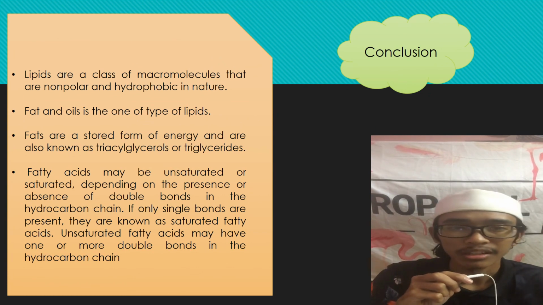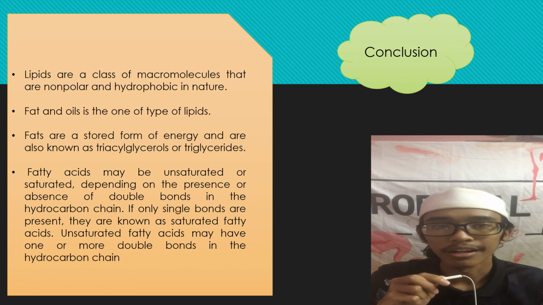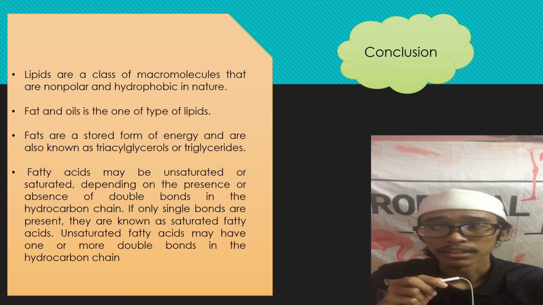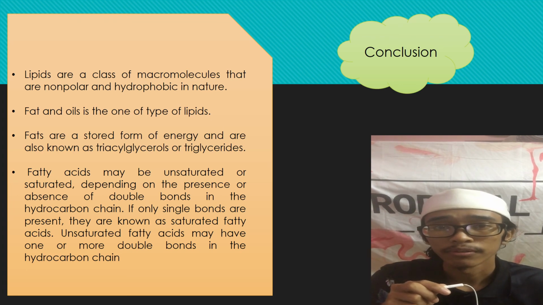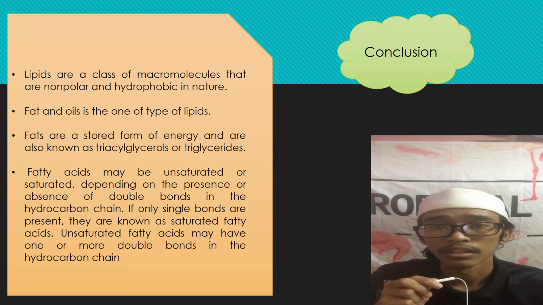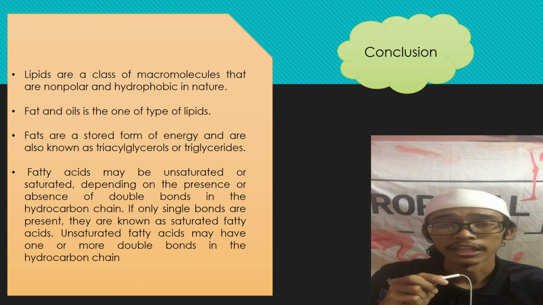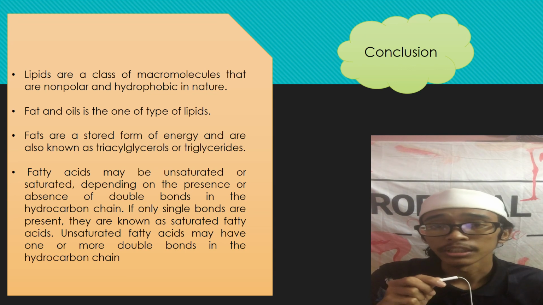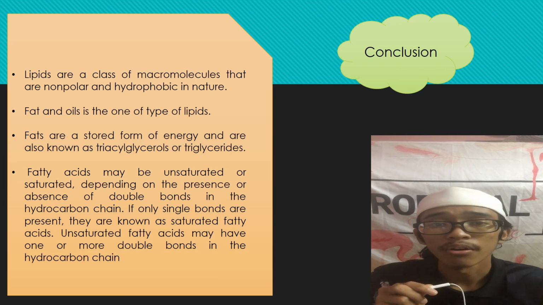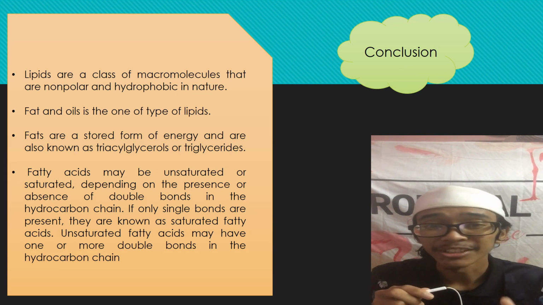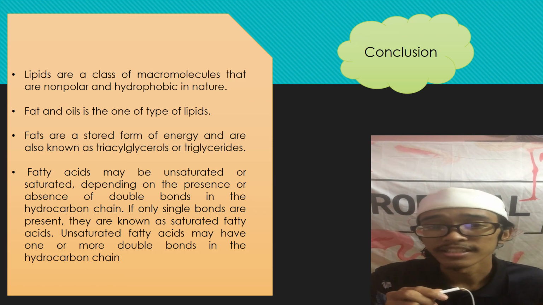So, we can conclude that lipids are a class of macromolecules that are nonpolar and hydrophobic in nature, and fats and oils are types of lipids. Fats are a stored form of energy and are also known as triglycerols or triglycerides. Fats are made up of fatty acid and either glycerol or sphingosine. Fatty acids may be unsaturated or saturated depending on the presence or absence of double bonds in the hydrocarbon chain. If only single bonds are present, they are known as saturated fatty acids. And unsaturated fatty acids may have one or more double bonds in the hydrocarbon chain.